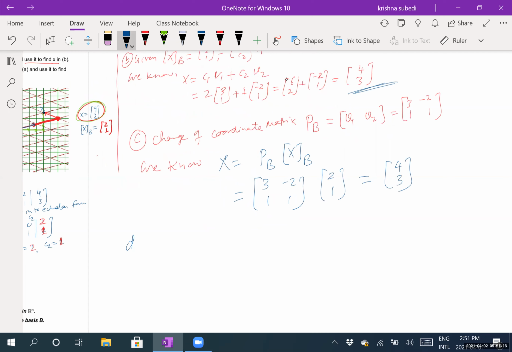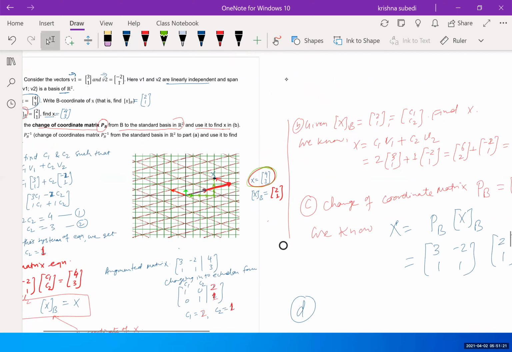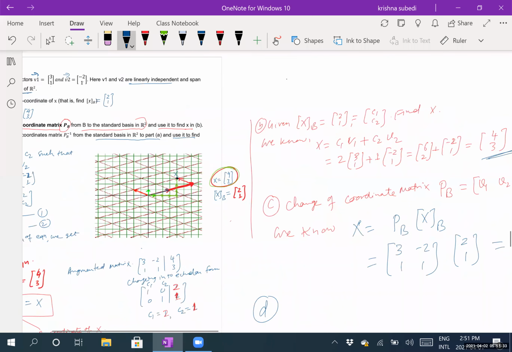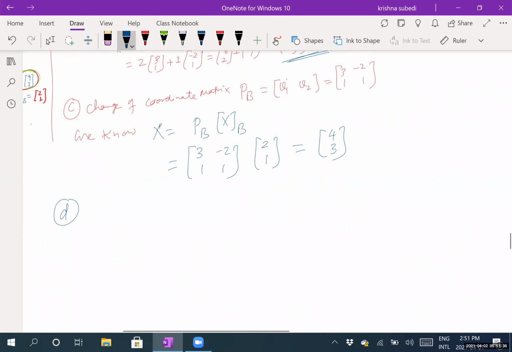That's it. Now part D. What are we supposed to do in part D? Find the change of coordinate matrix PB inverse from the standard basis in R2 to the basis in part A, and use it to find XB. Okay. Now let us develop the formula first before we do this. Here, formula development. We already know X equals the change of coordinate matrix PB times XB.